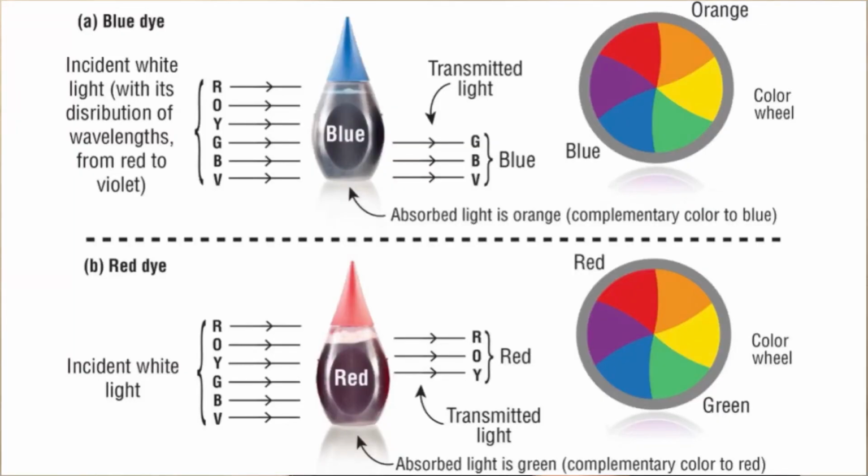The reason this happens is because the food coloring molecules absorb certain wavelengths of light and let the others pass through, resulting in the color we see. Absorption of light is caused by bringing an electron in molecules, ions, or atoms into a higher energy level. For blue, the absorbed light is orange, the complementary color to blue. For red, the absorbed light is green, the complementary color to red.